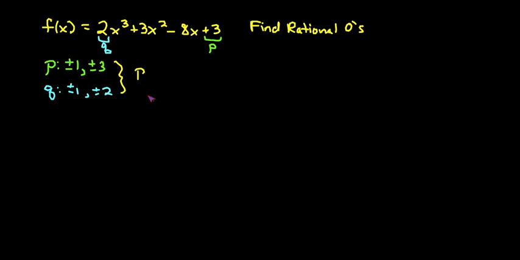So this time our p's over q's, we could have 1 over 1 or 3 over 1, which just gives us 1 or 3. We could have 1 over 2 or 3 over 2. So in this case, we have 8 different possibilities, including some fractions, which we didn't run into before. So we'll still set this one up the same way. The only difference is, like I said, now you have some different choices here to work with.